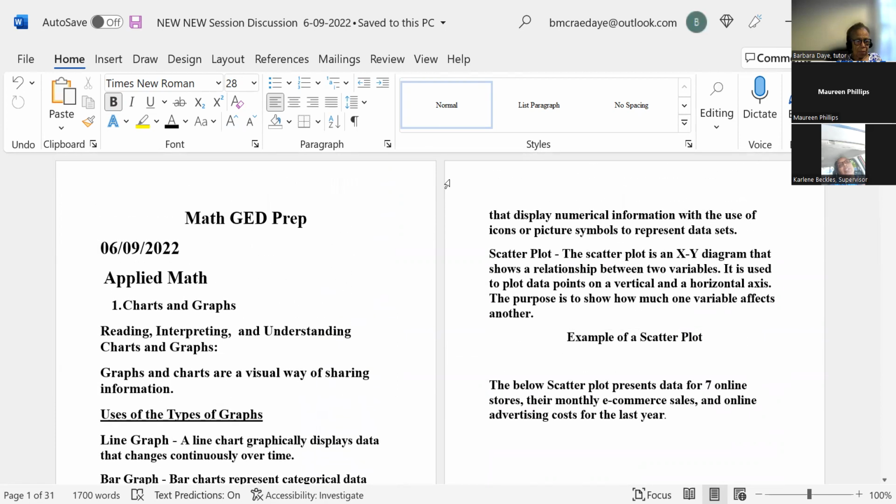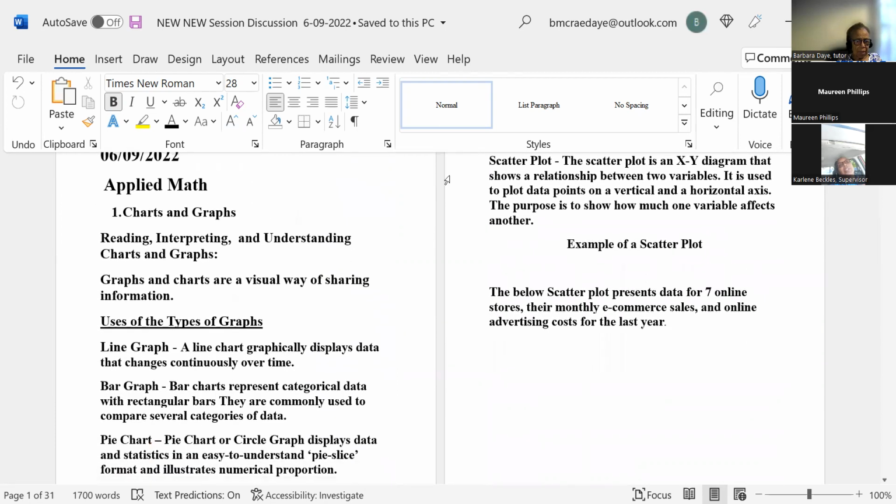There was one that I went over before, and I want to look at it again, Maureen, the scatter plot. That was one graph, and I mentioned it last time, but I want to look at it again. Now here's a scatter.